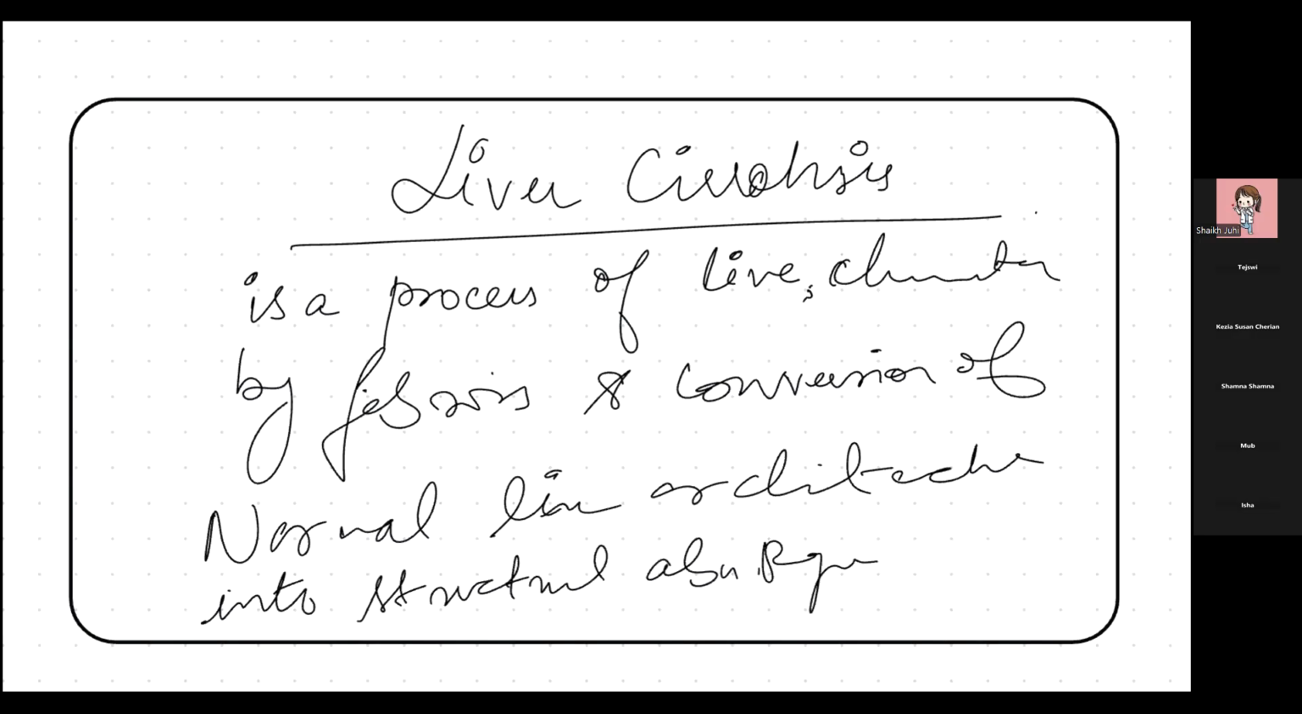Now see, actually this definition has been taken from a standard book. That's why it is so complex. You don't need to worry. See, liver cirrhosis is nothing but a process in which, how can you characterize it?